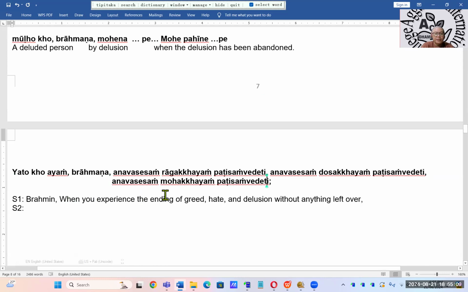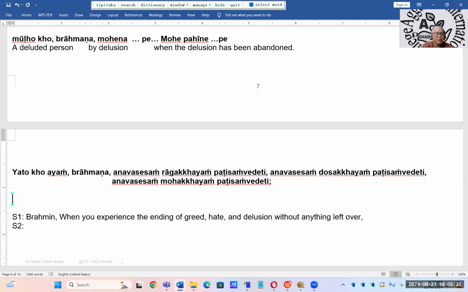Brahmin, when you're experiencing the ending of greed, hatred, and delusion without anything left over. This is a very simple translation, right? So if we go word by word, right now, when. So ko, maybe no meaning. Ayam is this. Brahmin is Brahmin. Or maybe old Brahmin.